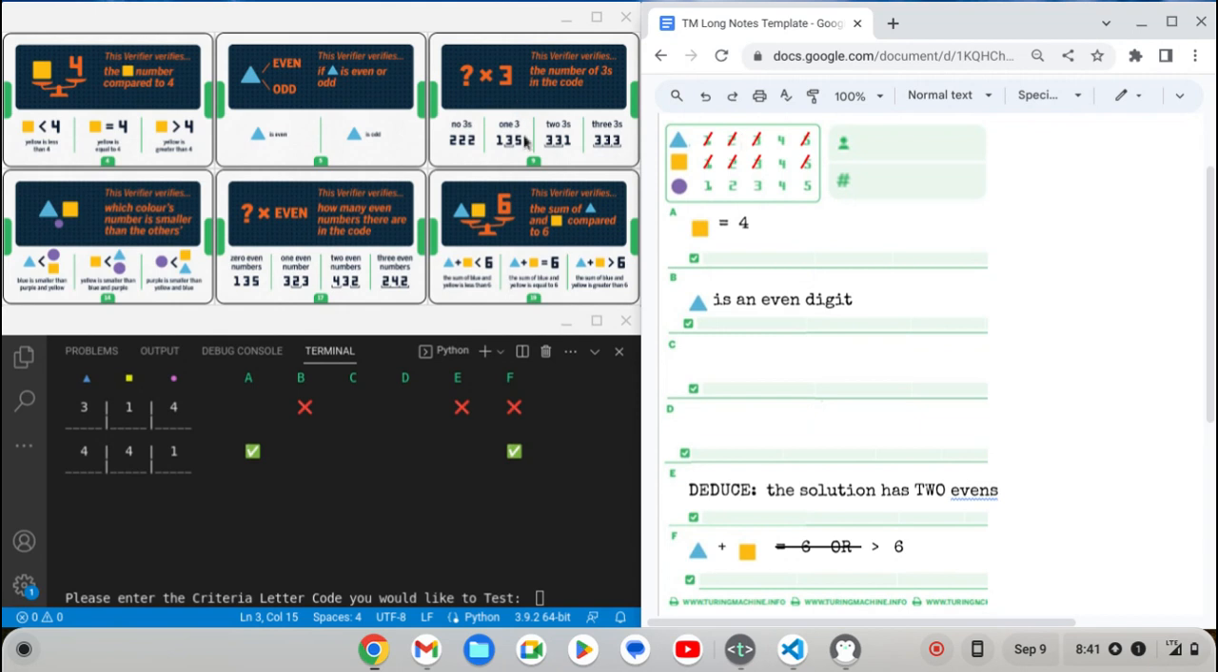And so at this point, it really is a 50-50. It could be a 3, it could be a 1. We know it can't be 2 because that would mean that there'd be 3 evens. So yeah, let's go ahead and test criteria card C. Okay, and the Turing Machine approves of the fact that there are no 3s. So let's go ahead and type that up, and that was for C.